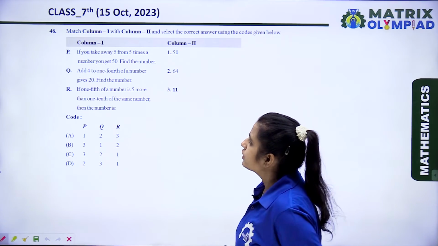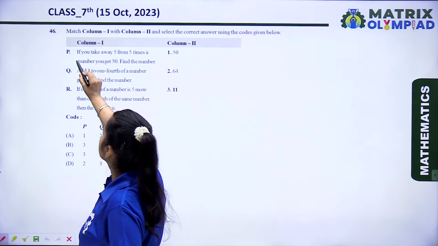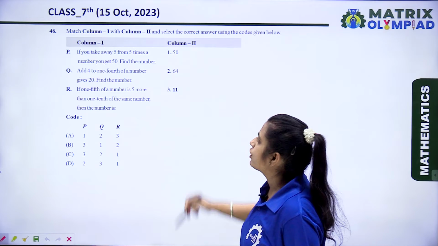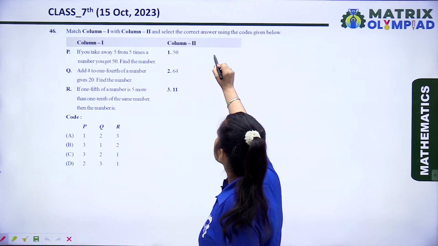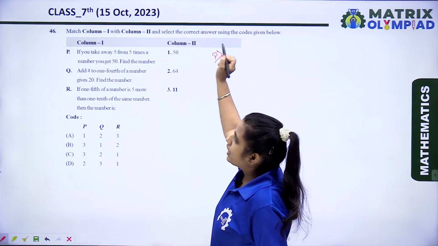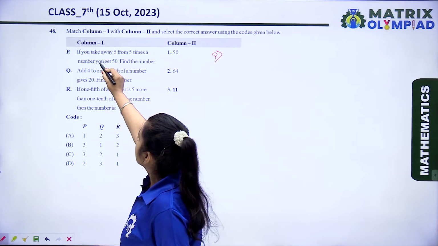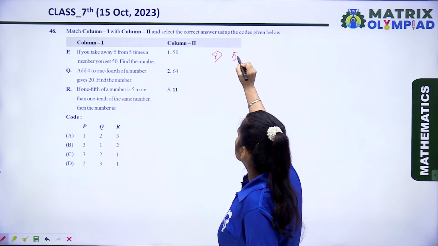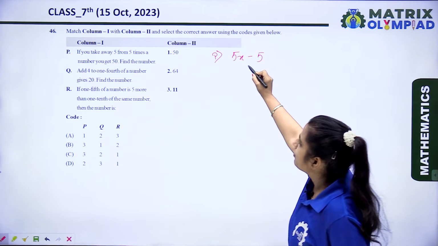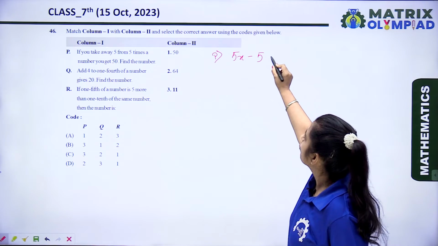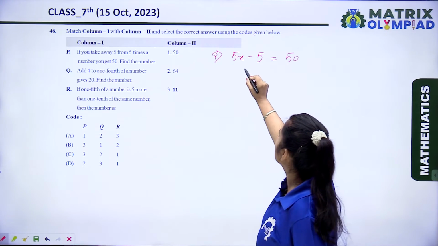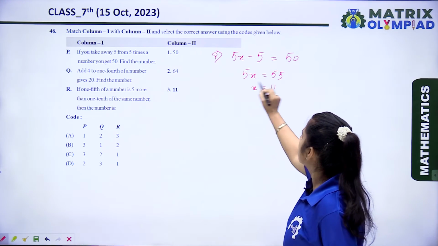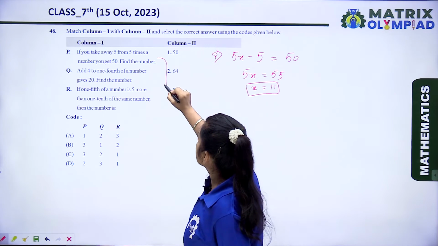In this question number 46, the first statement that is given to us is: if you take away 5 from 5 times a number, you get 50. Find the number. So here let the number be x. Let's solve P part. If you take away 5 from 5 times a number, so 5x minus 5 equals 50. So we have to find out the value of x. So 5x is equal to 55, x is equal to 11. So here the answer is 11.